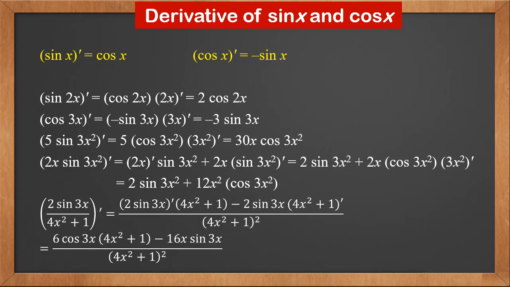The derivative of 2 sin 3x over 4x squared plus 1. The denominator is the square of 4x squared plus 1. The numerator is the derivative of 2 sin 3x times 4x squared plus 1 minus 2 sin 3x times the derivative of 4x squared plus 1. The result is 6 cosine 3x times 4x squared plus 1 minus 16x sin 3x, over 4x squared plus 1 squared.